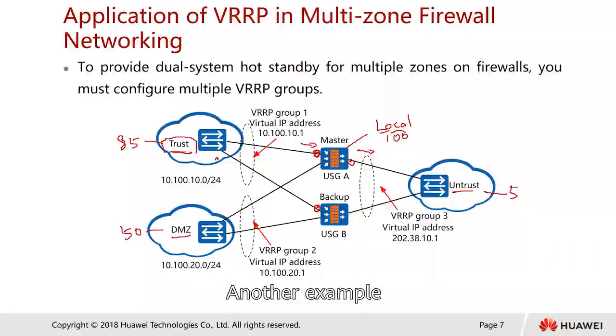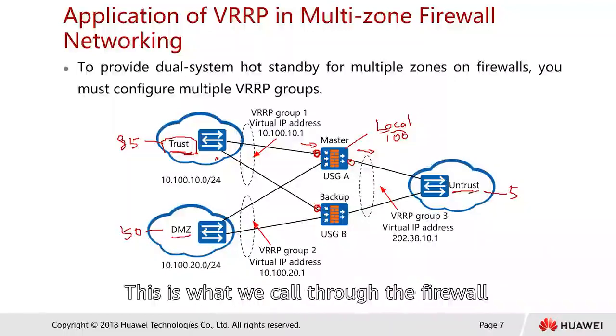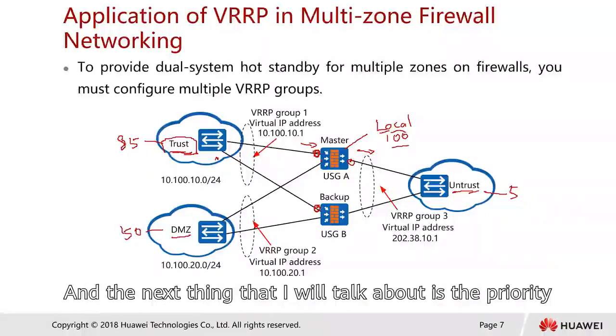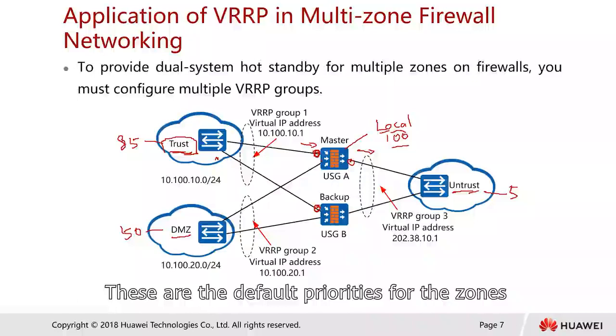Another example is trust to untrust. This is what we call through the firewall, and then we can define a policy with whether to permit or deny. The next thing that I want to talk about is the priority. These are the default priorities for the zones.